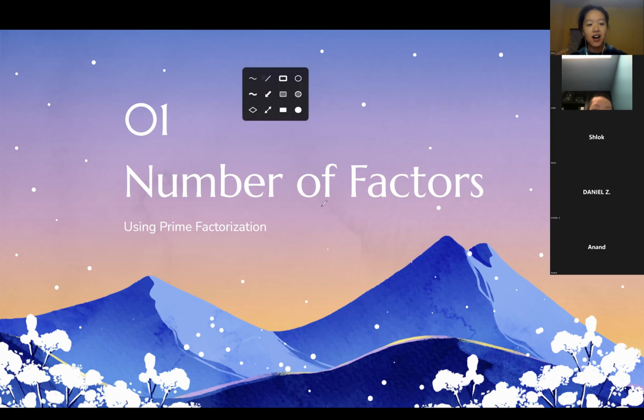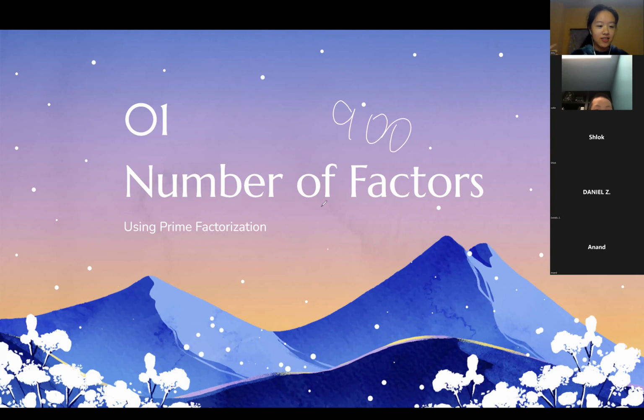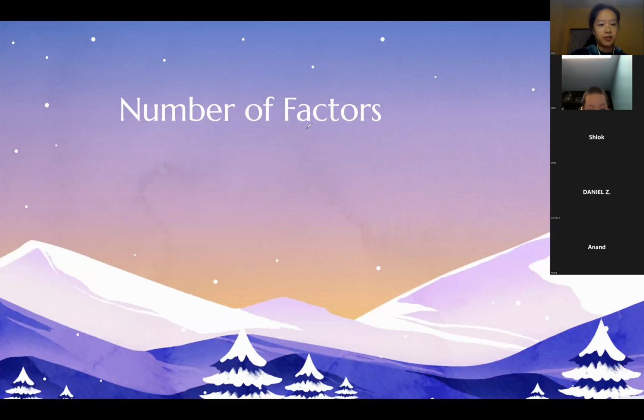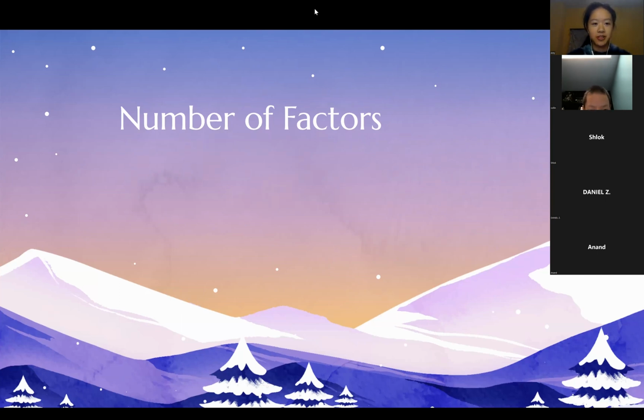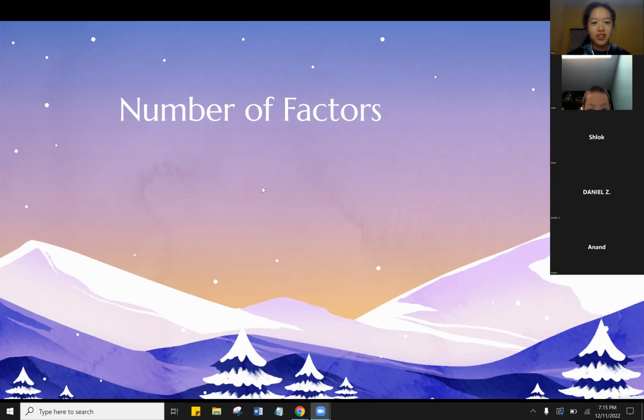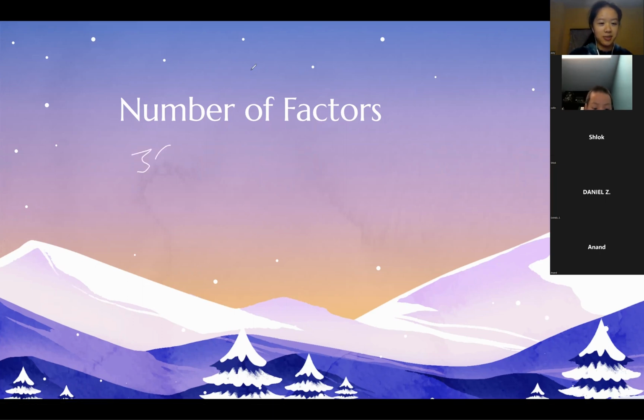But let's say you have a really, really big number. For example, let's say 900. If you tried to list out all the factors of 900, that would take you a long time, and we don't want to waste time doing that. So there's another way to do it. I'll start with a smaller number first, just to show you how to do it. We're going to start with 36 because that's a bit smaller.